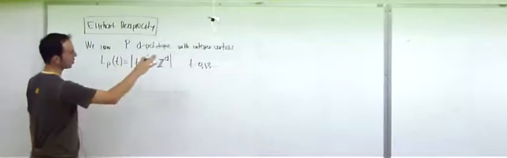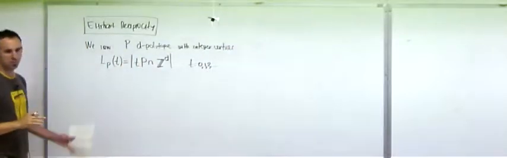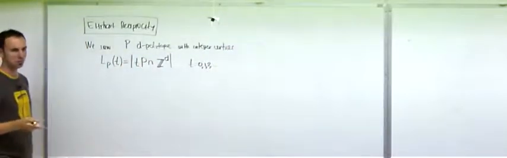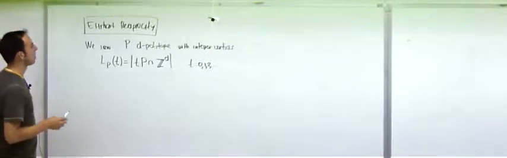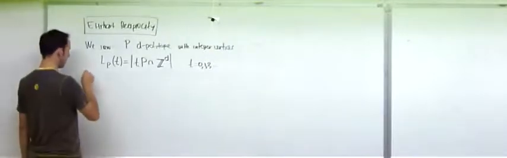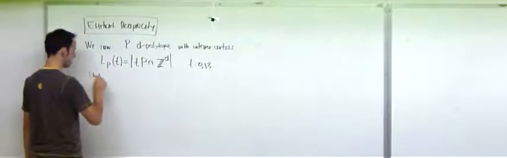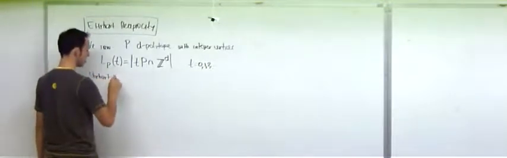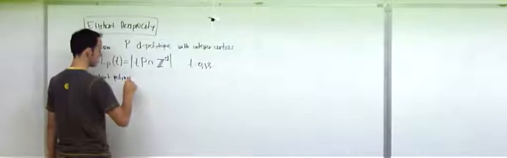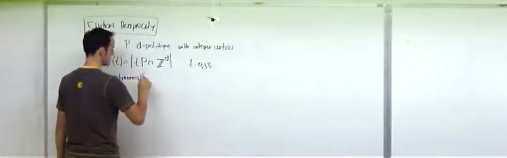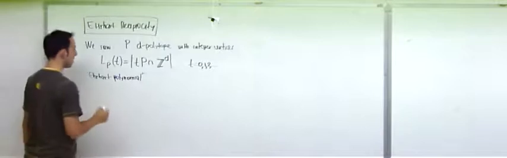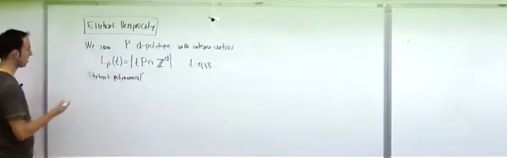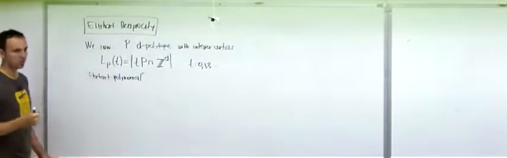This is if the polytope has integer vertices. By the way, if the polytope doesn't have integer vertices, then this is not true. I'm going to say more about that later. So we call this the Ehrhart polynomial. Now, I think I actually already told you what the content of this theorem is.